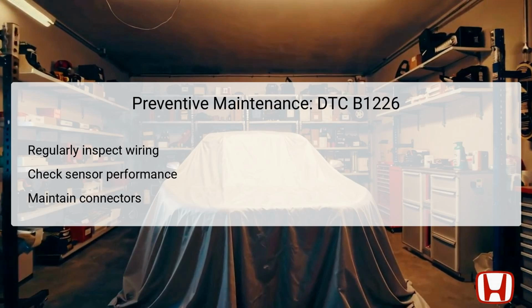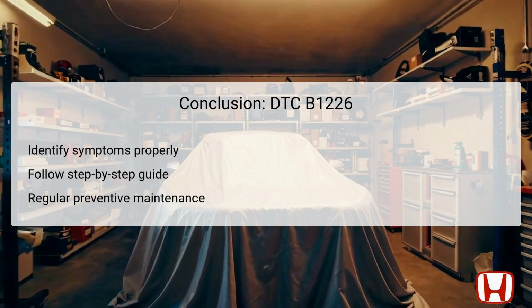Maintenance of connectors, including cleaning and ensuring secure fittings, helps to mitigate issues due to loose connections or corrosion. By implementing these practices, vehicle owners can significantly reduce the likelihood of DTC B1226 reappearing and ensure consistently comfortable driving conditions. In conclusion, effectively diagnosing and troubleshooting DTC B1226 involves identifying symptoms accurately and following the detailed step-by-step guide.